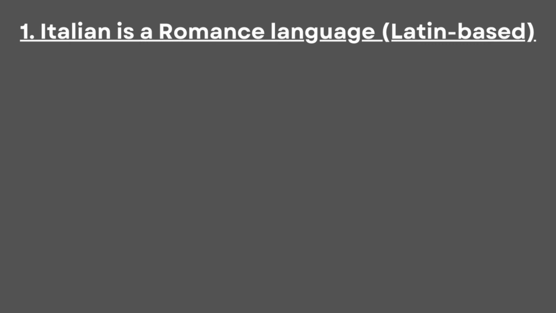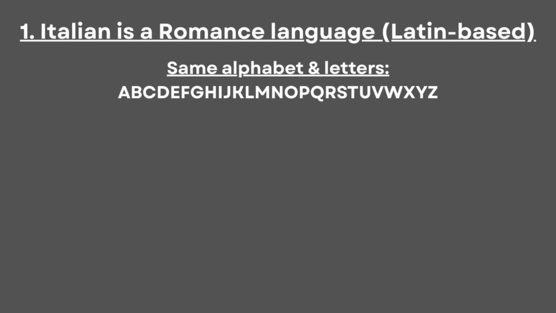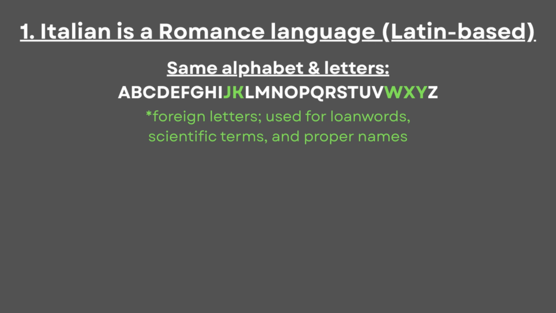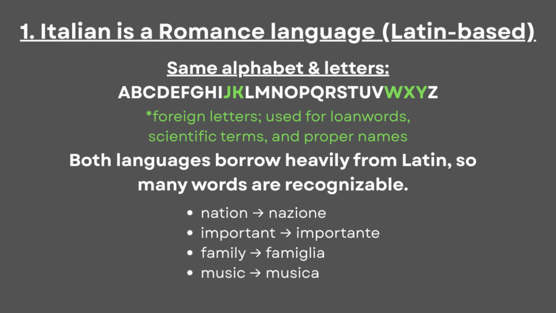Number 1. Italian is a Romance language which is Latin-based, so it uses the same alphabet and letters as English. However, the letters J, K, W, X, and Y are not part of the Italian alphabet and are considered foreign. They're mainly used for loanwords, scientific terms, and proper names, as native Italian words typically use other letters to show similar sounds. In any case, many English and Italian words have common roots, because both languages borrow heavily from Latin.